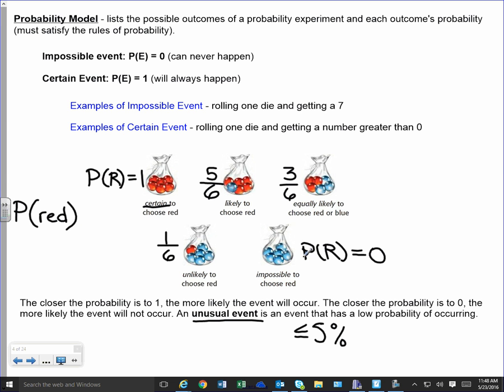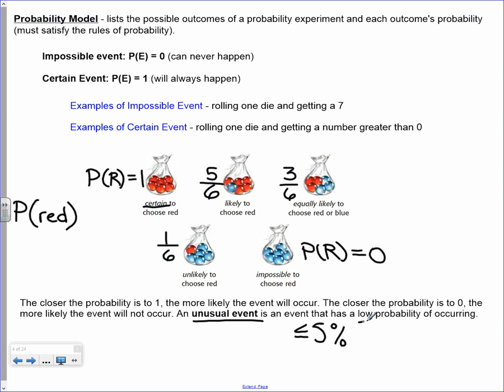Okay, and we're going to be dealing with probabilities throughout the rest of the semester. So it's a very important concept, understanding what probability is telling you. Okay, it's telling you the likelihood that something would happen. So an unusual event is usually something that we would say has a low probability of occurring.